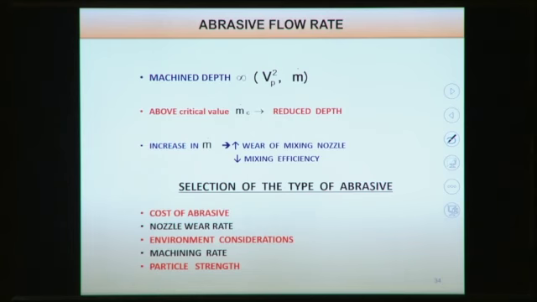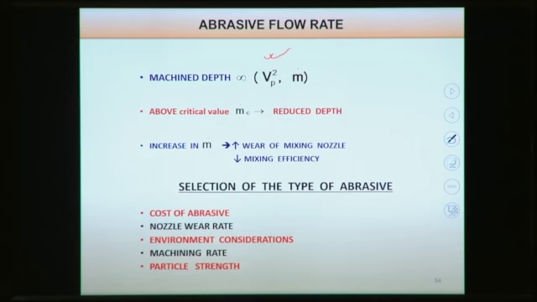Machine depth also depends on the kinetic energy of the abrasive particles, which is half m v square. So you can see that machine depth is proportional to the square of the velocity of the particle and the mass flow rate of the abrasive particles. Above the critical value of the mass flow rate or abrasive flow rate, there is a reduced depth of the machined surface.